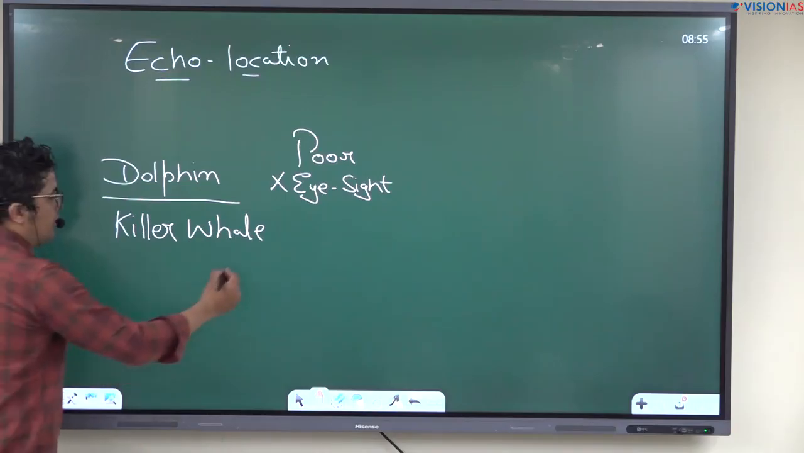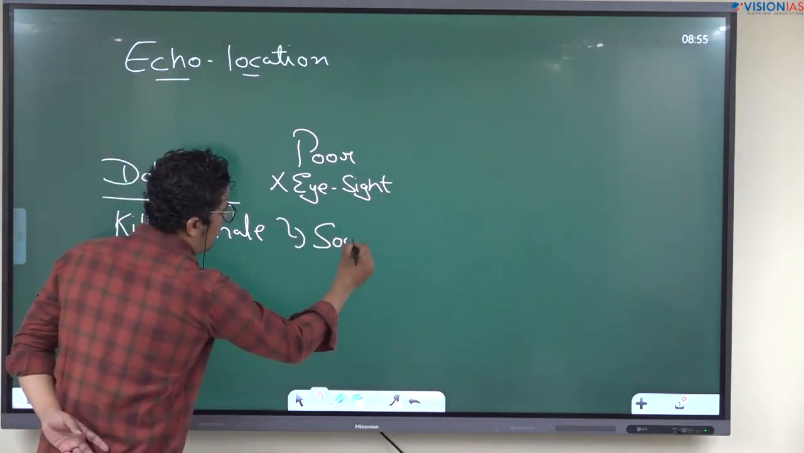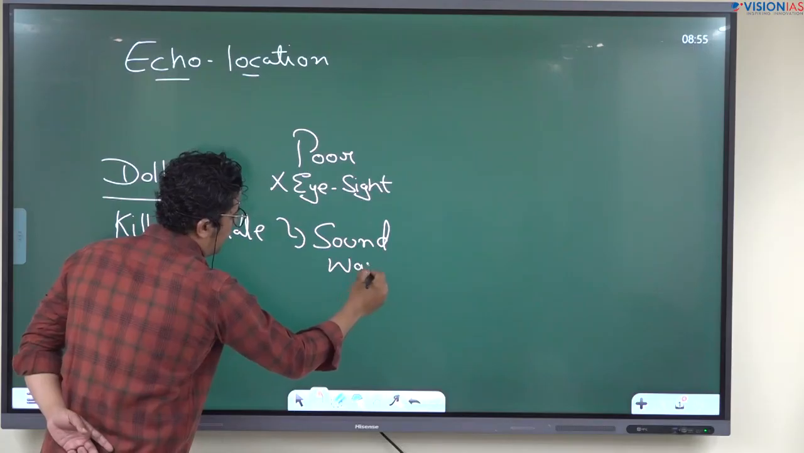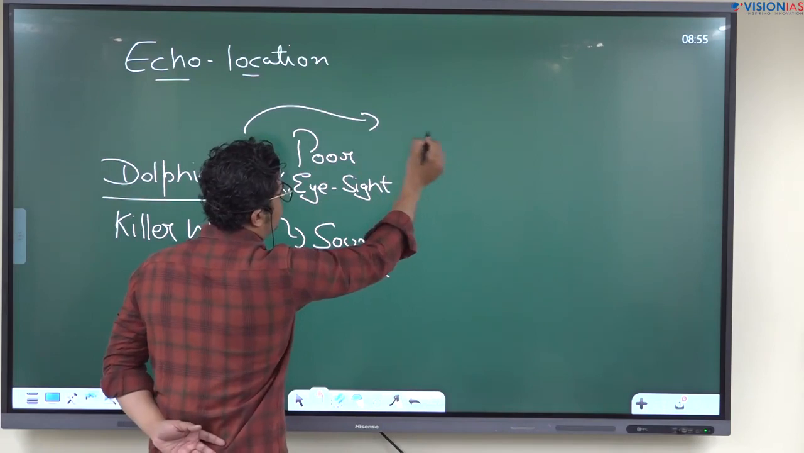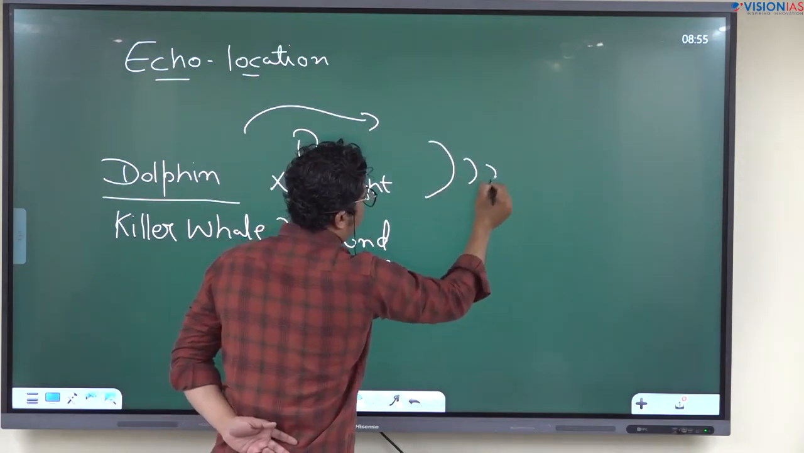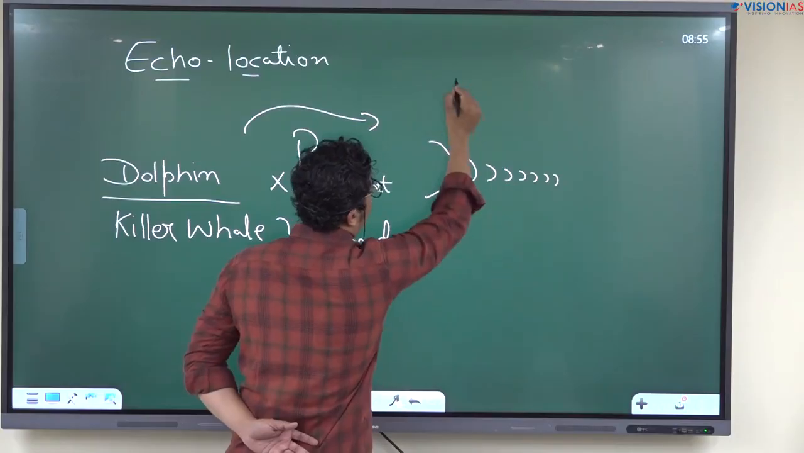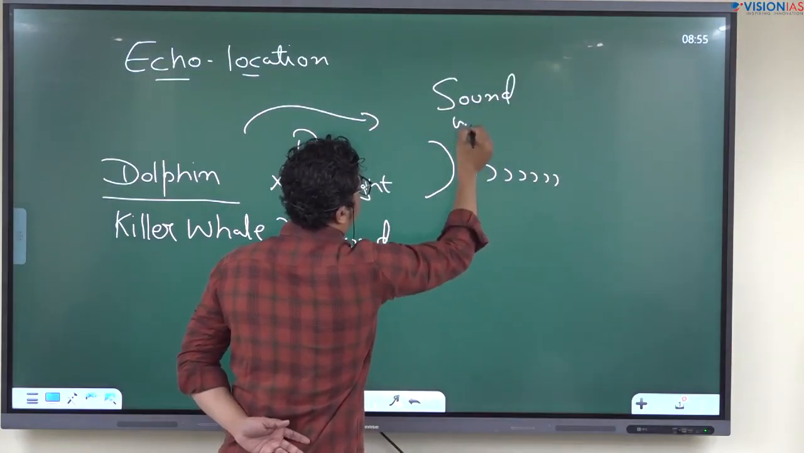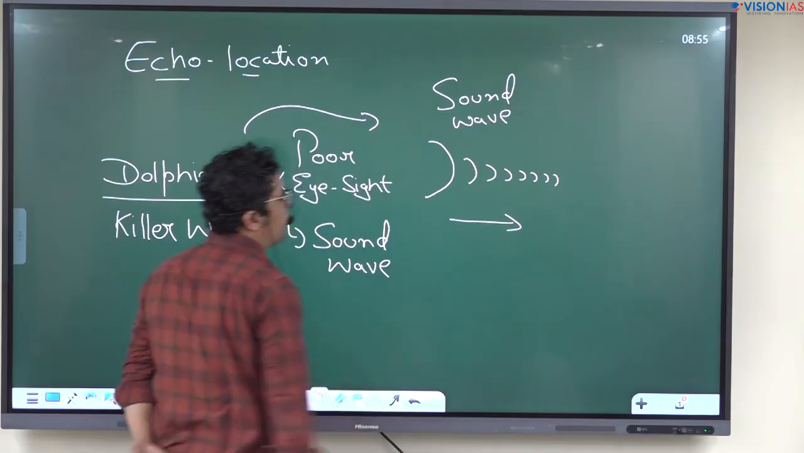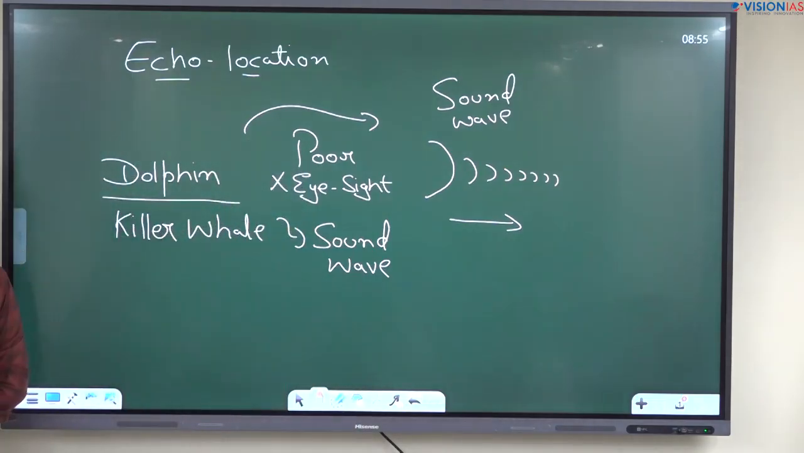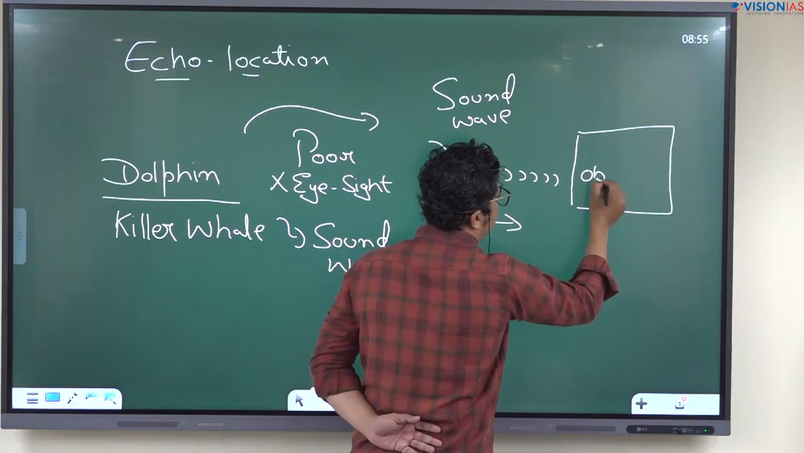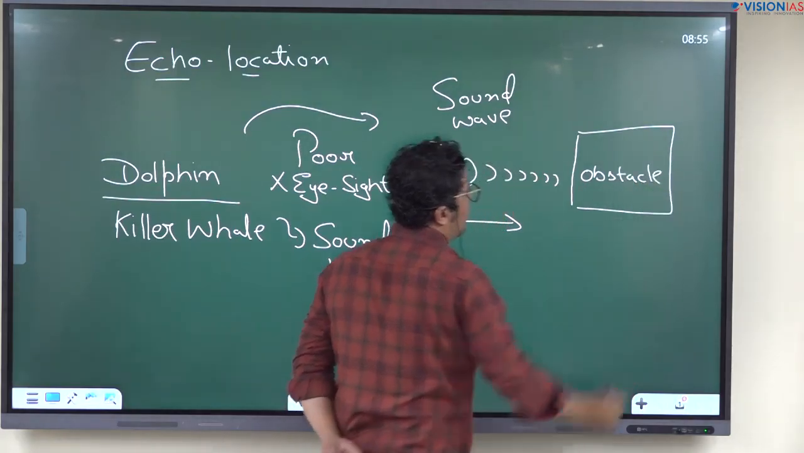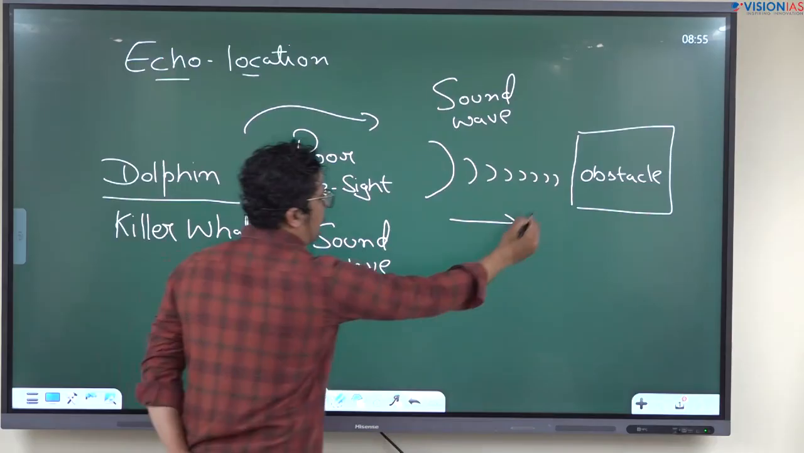What dolphins and killer whales do is release sound waves. Suppose a dolphin or killer whale has to move in this direction. It will release a sound wave in the same direction. The sound wave will strike an obstacle, if there is an obstacle present, and will be reflected back towards the dolphin.